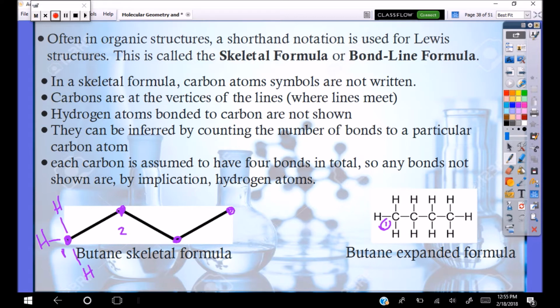If we're looking at carbon number 2, we know that this carbon is bonded to carbon number 1, and this carbon is bonded to carbon number 3. Since it can only form 2 additional bonds, that must mean we have 2 additional hydrogens sticking off of it. So the fact that carbon can have up to 4 bonds in total is huge. It's a huge thing we need to know because then we can imply how many hydrogens are bonded to it from there.